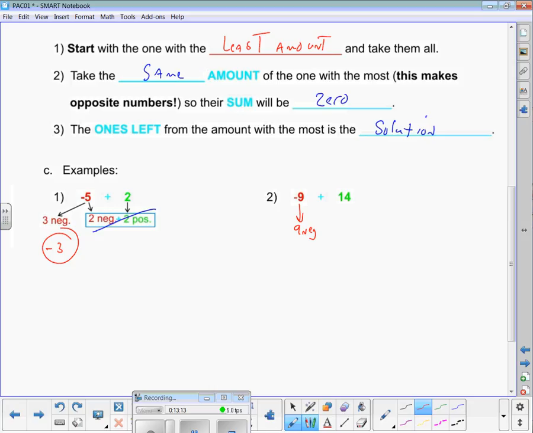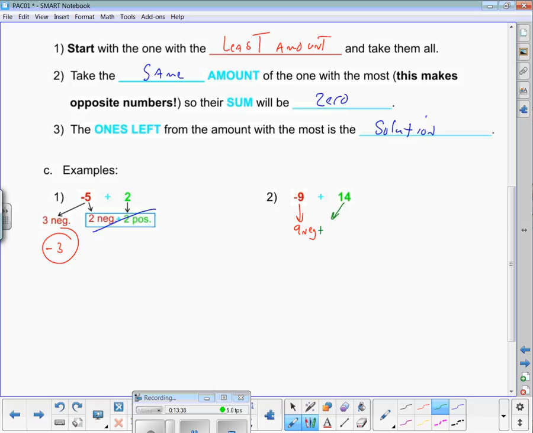Why did I start with the negatives? Because there's only 9 of them and there's 14 positives. Took them all. Take all of the one with the least. Isn't that what number 1 says? Start with the one with the least and take all of them. All right, what do I do next? James? Take 9 of the 14 positives. I take the same amount of the one with the most.